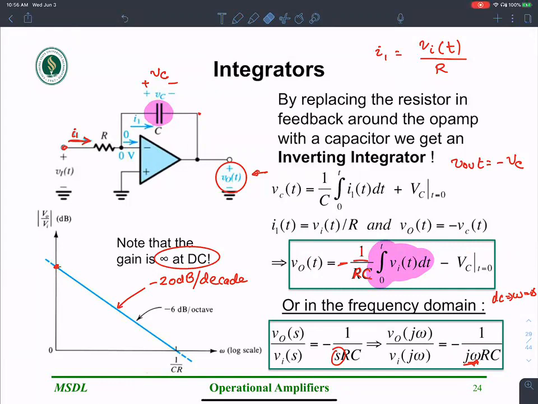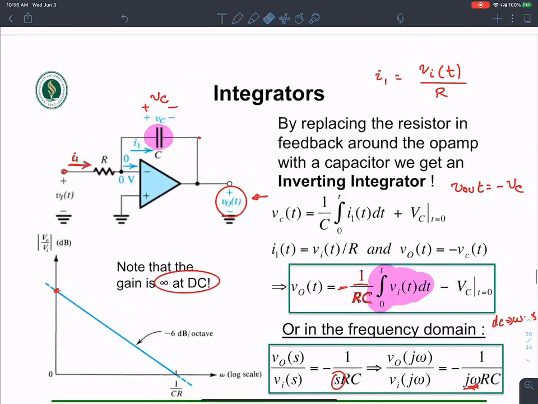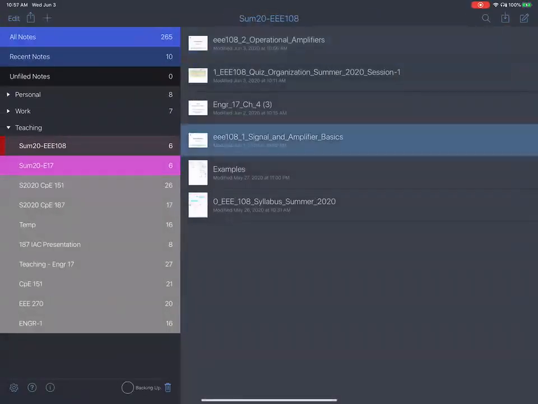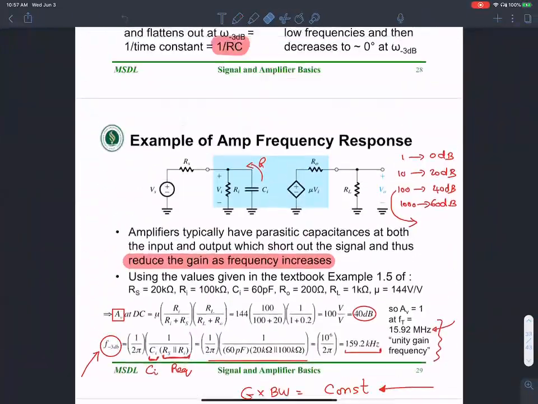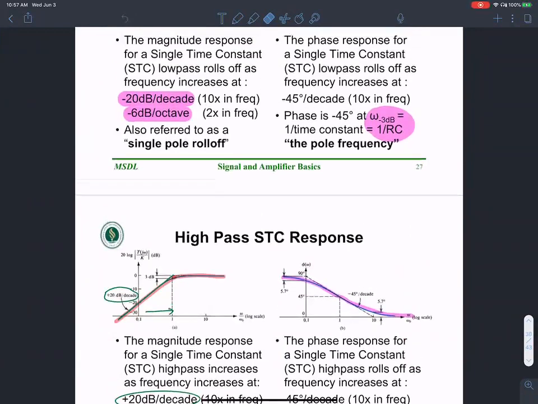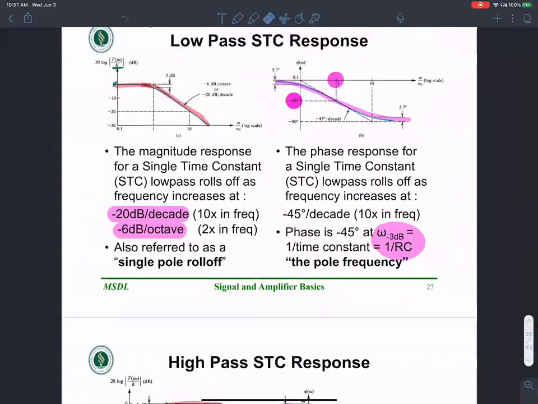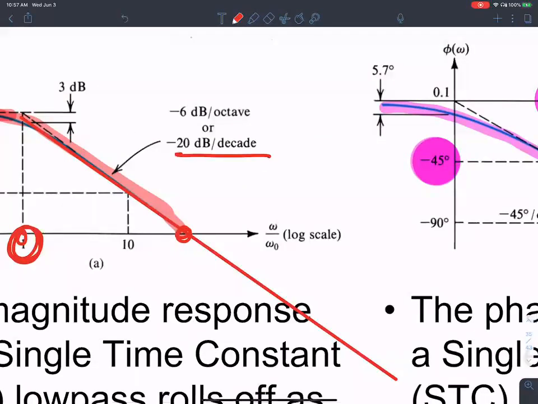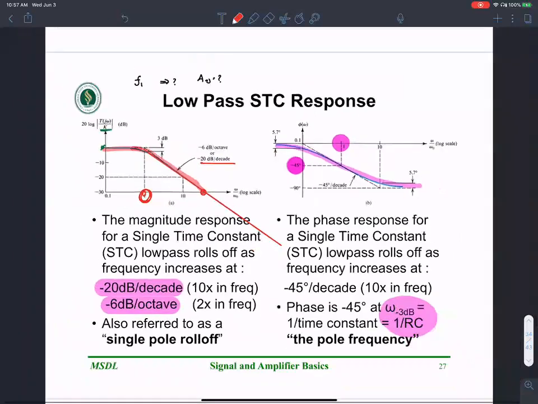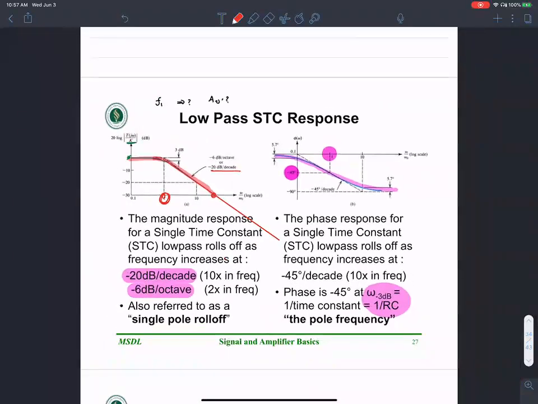Professor, can you explain a little bit about that 20 dB per decade, where did we cover it? Yeah, where did we talk about the 20 dB per decade, right? So let's see, amplifier basics. When I go back to the Bode plots that I discussed for the OpAmp, right here, there's a pole at that frequency. At the pole frequency, remember, the gain begins to roll off at 20 dB per decade. This is what we discussed for a low pass STC, single time constant circuit, where the gain begins to roll off at negative 20 dB per decade.